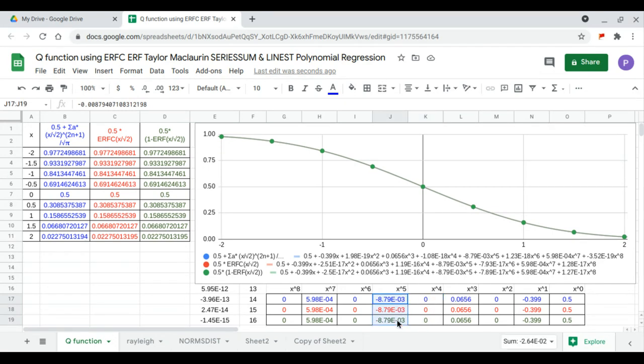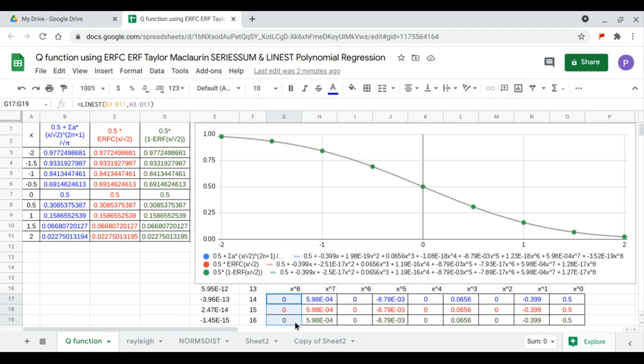Then continue with x to the 5th. 8.79 times 10 to the minus 3. And x to the 6th, 0. This is 1.23 times 10 to the minus 18. That's very, very small. That's already 0. 7.93 times 10 to the minus 17, 7.89 times 10 to the minus 17. These are very small values. They are all 0. And x to the 7th, that's 5.98 times 10 to the minus 4.